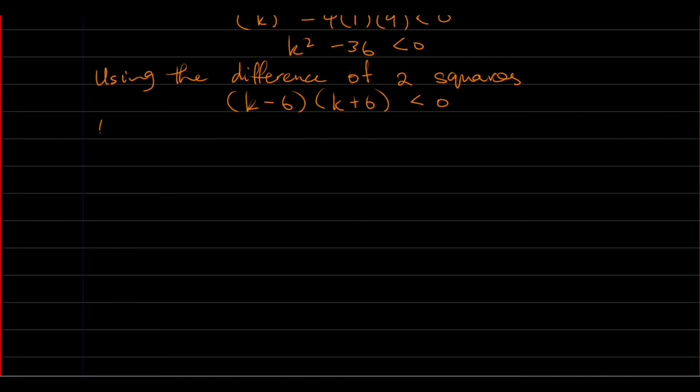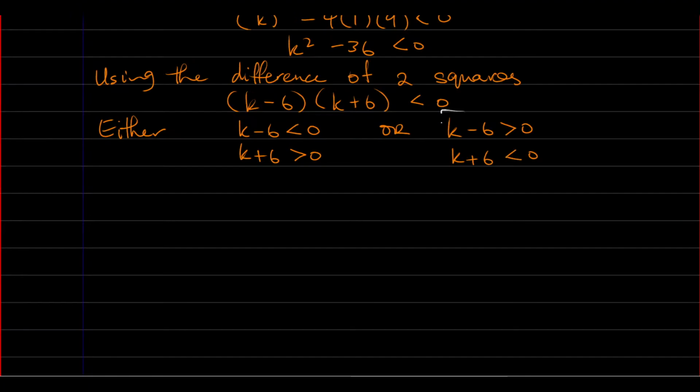So either k minus 6 is less than 0 or k minus 6 is greater than 0. And the other scenario is that k plus 6 is greater than 0 or k plus 6 is less than 0. So this one here is one scenario situation, and this one here is another scenario situation.